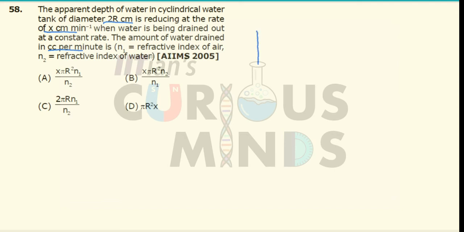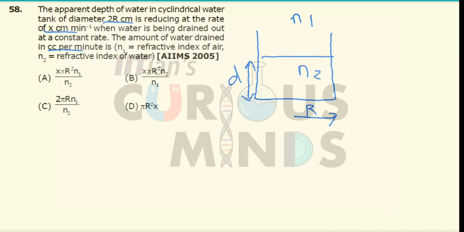Now what is happening in this sum, if I consider a water tank of diameter 2r, it means that the radius over here is equal to r. It is filled till a depth of d. So now over here, let us first find out the apparent depth, and then we will calculate the rest of the part. n1 is the refractive index of the air and n2 is the refractive index of the water, or whatever liquid is inside this tank.